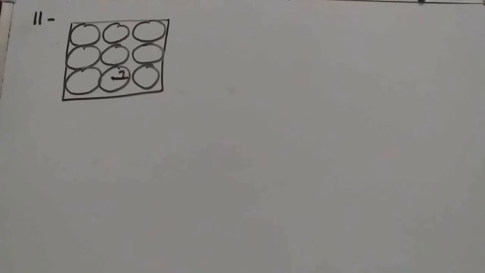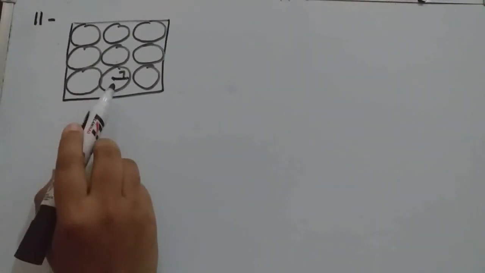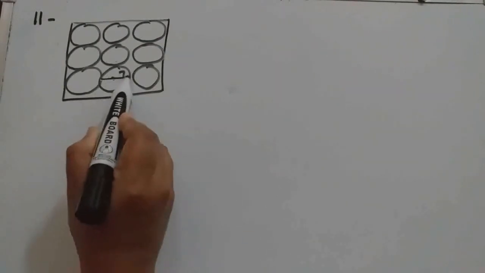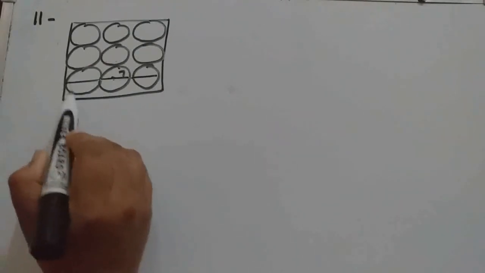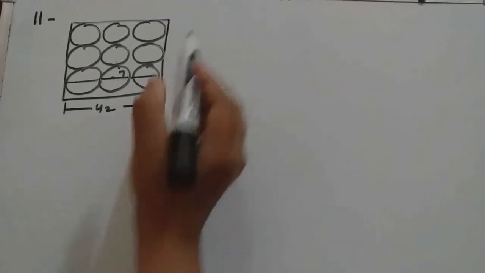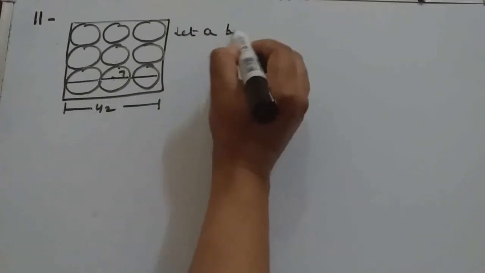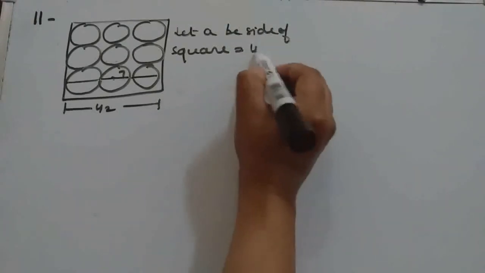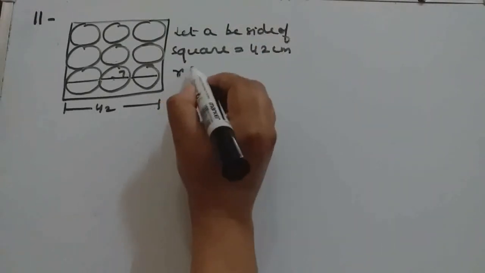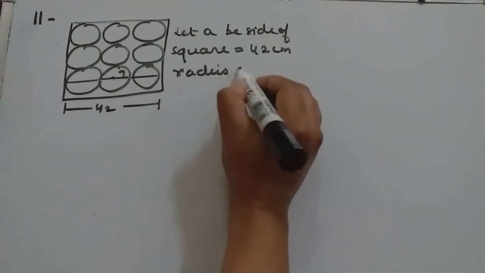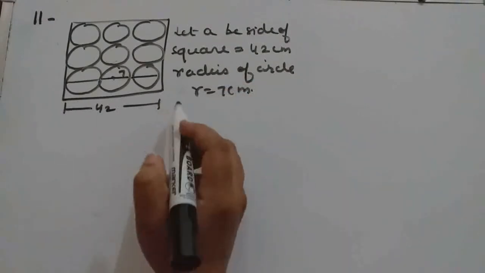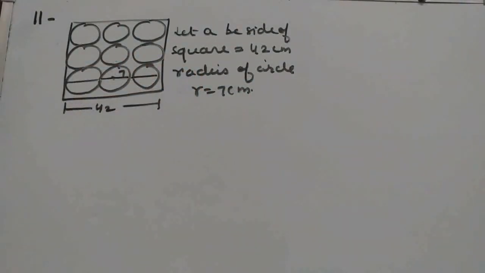Question number 11. On a square handkerchief, 9 circular designs, each of radius 7. So radius is 7, so diameter will be 14. So 14 plus 14 plus 14, 42, we can write as the side of the square. Let A be the side of the square, that is 42 centimeter. The radius of the circles is 7 centimeter. So find the remaining area. The remaining area of the handkerchief means this area we should find.